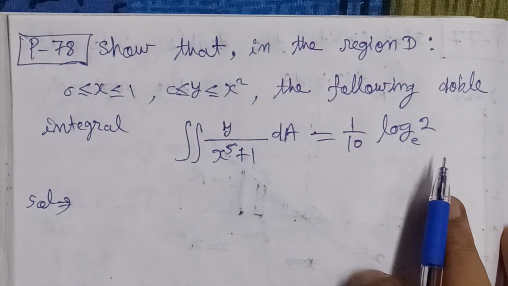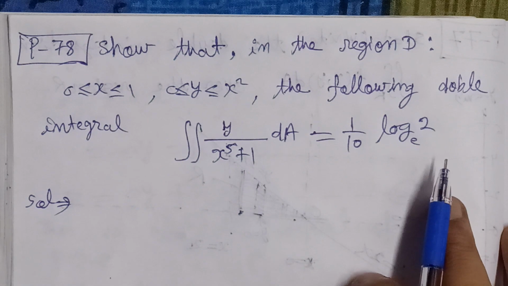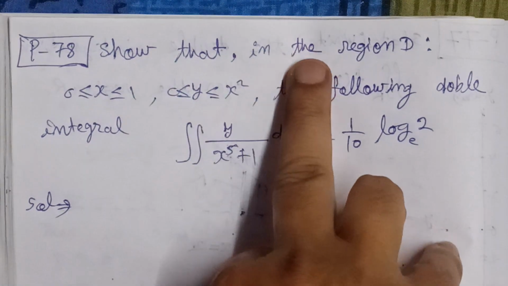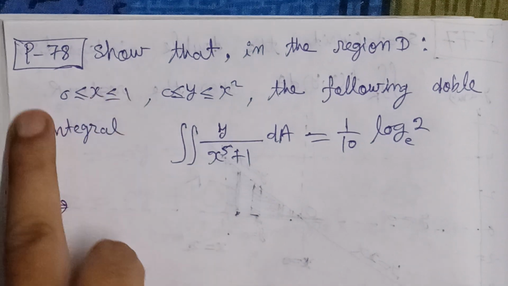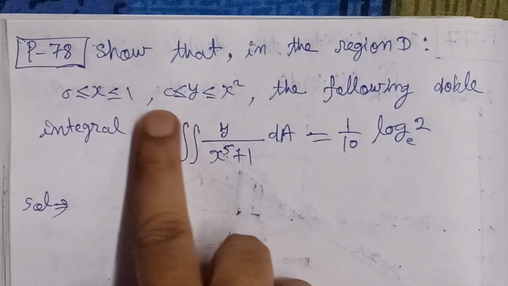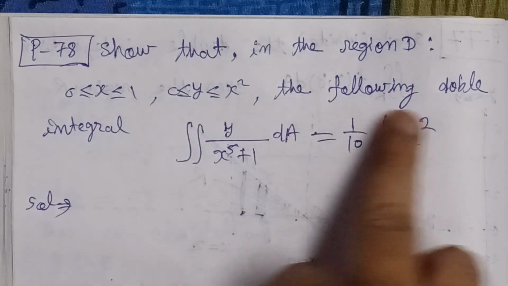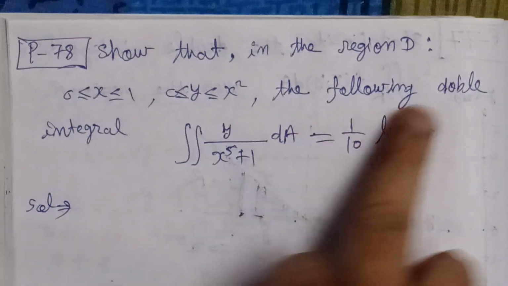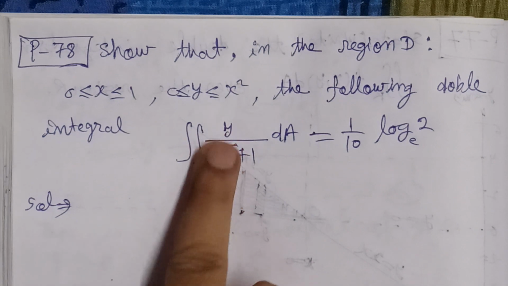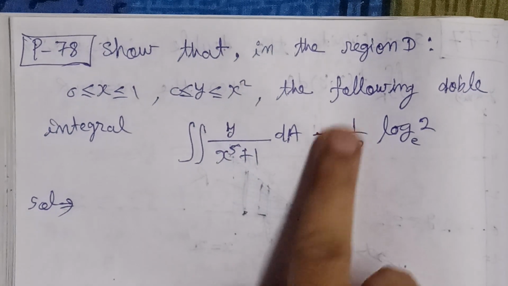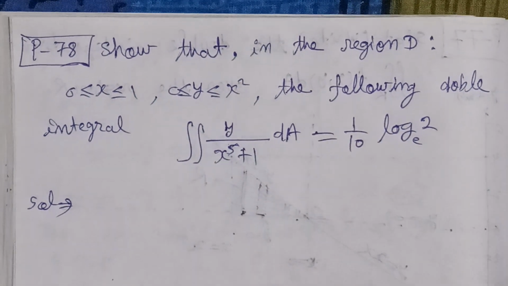This problem is related to integral calculus. The chapter is double and multiple integration. Over the region D, where x is greater than 0 and less than 1, and y is greater than 0 and less than x square, prove that the double integral of y upon x to the power 5 plus 1 dA is equal to 1 upon 10 log 2.